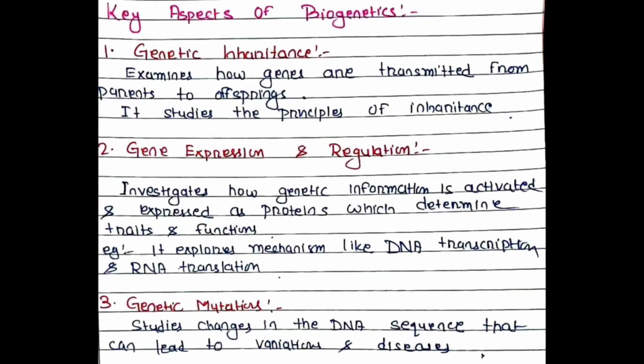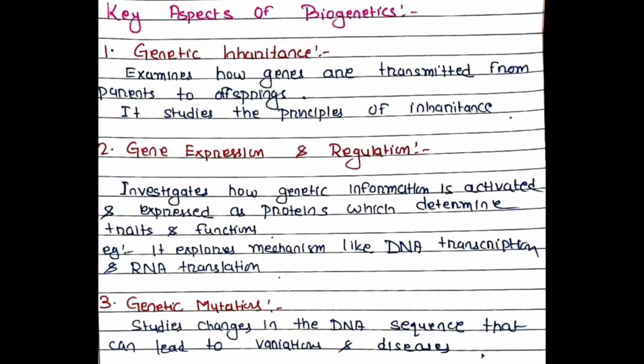First is genetic inheritance. It examines how genes are transmitted from parents to their offsprings, and it studies the principles of inheritance. We know the nature and the looks, the appearance of the parents are transmitted to their offsprings, and this is known as genetic inheritance.